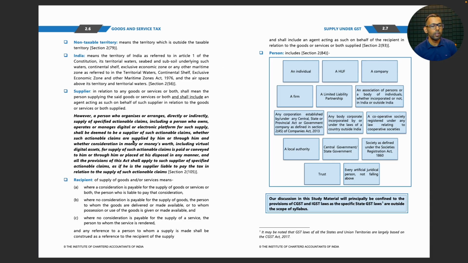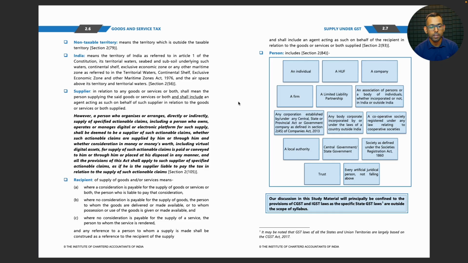However, a person who organizes... again, this was a pretty confusing amendment. I think it was given in bold italics, a recent amendment. Anyway, let me read this again. It was pretty confusing yesterday. However, a person who organizes or arranges directly or indirectly supply of specified actionable claims, including a person who owns, operates or manages a digital or electronic platform for such supply, shall be deemed to be a supplier of such actionable claims.